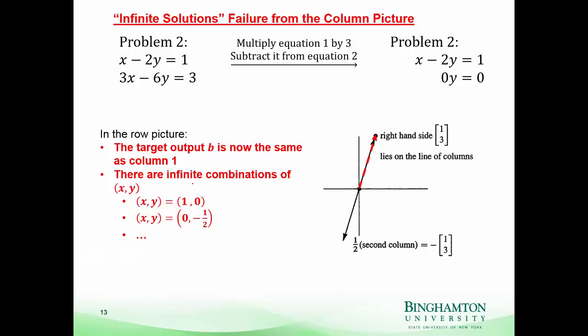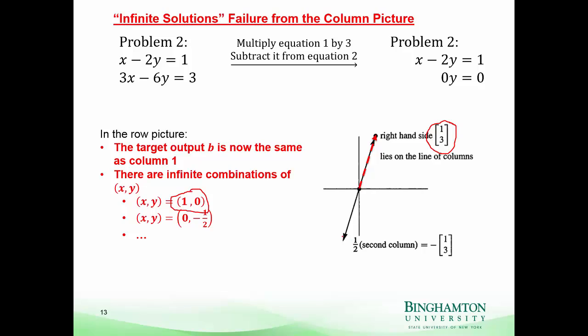So one thing we can do is a solution of 1, 0. So if you think about what that means, taking 1 times the first column, so the first column is 1, 3, and we have 0 times the second column. So that will solve it.